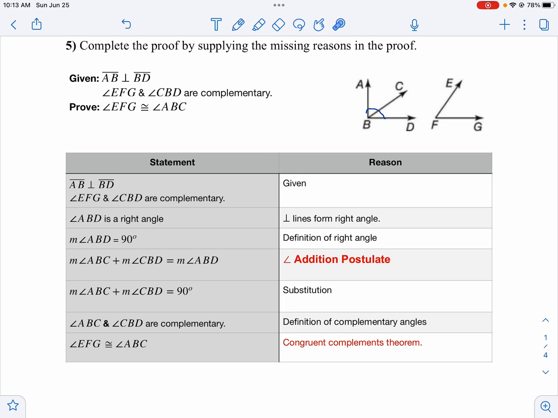Then instead of writing ABD, we're going to write 90 degrees because ABD equals 90. When you write something instead of something else, that's substitution. And then we can say angle ABC and CBD are complementary because that's the definition of complementary angles, is the fact they add to 90.